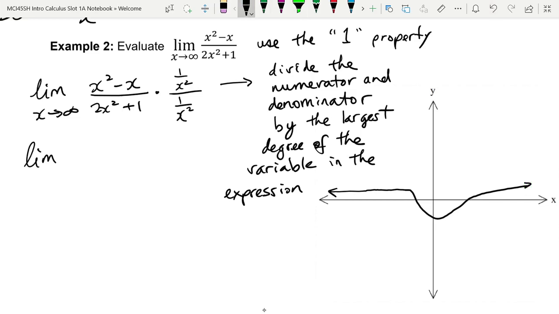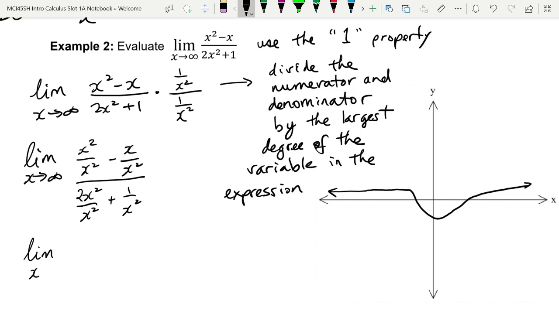That's going to change this to the limit as x approaches infinity of x squared over x squared minus x over x squared, over 2x squared over x squared plus 1 over x squared. Basically, I'm just distributing and multiplying. Whoa. That looks like I just made it much uglier. But it's about to get a little better. Notice the x squareds cancel, so that's a 1. And x over x squared is 1 over x. And then the x squareds here cancel, so that's a 2. And then I can't do much with this, so it's just 1 over x squared.